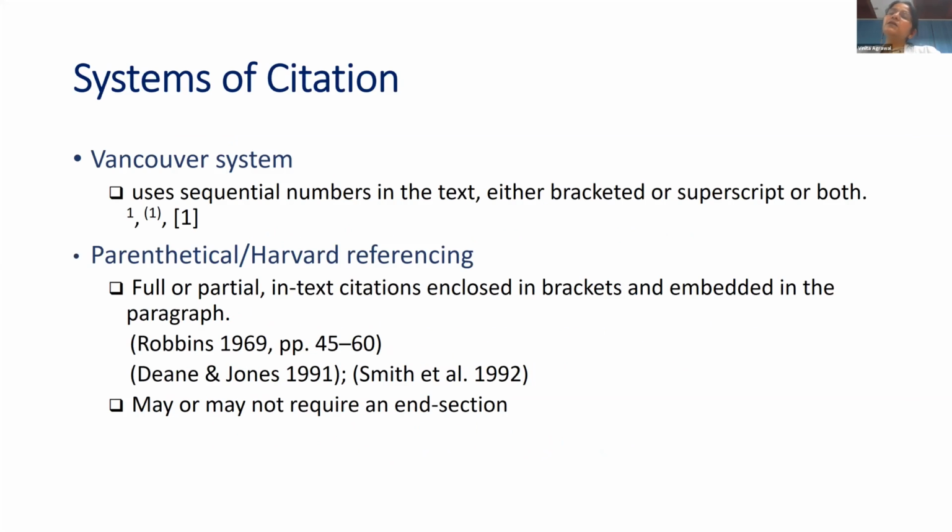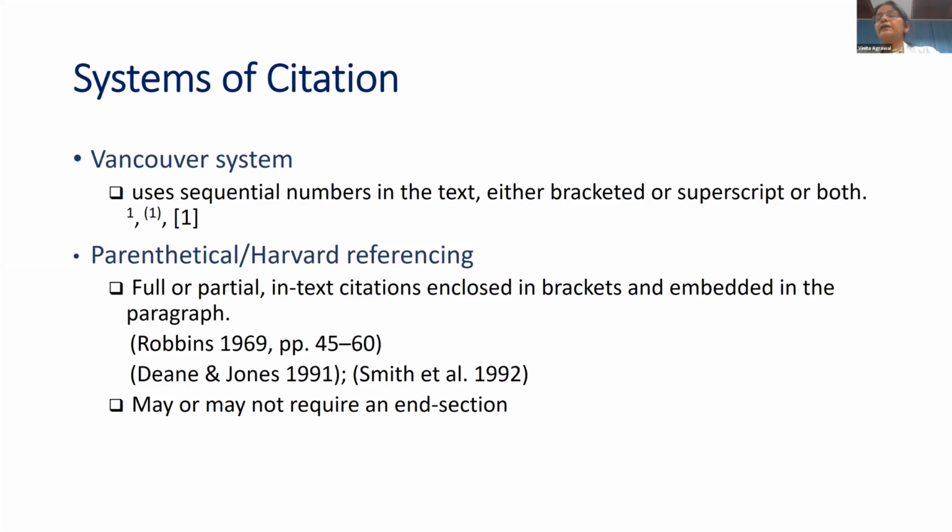You must have gone through the Vancouver system, which most of the articles that you read today use, in which the citations appear as either bracketed numbers or non-bracketed numbers or both, superscripted or not superscripted, numbers that we commonly see in today's articles.